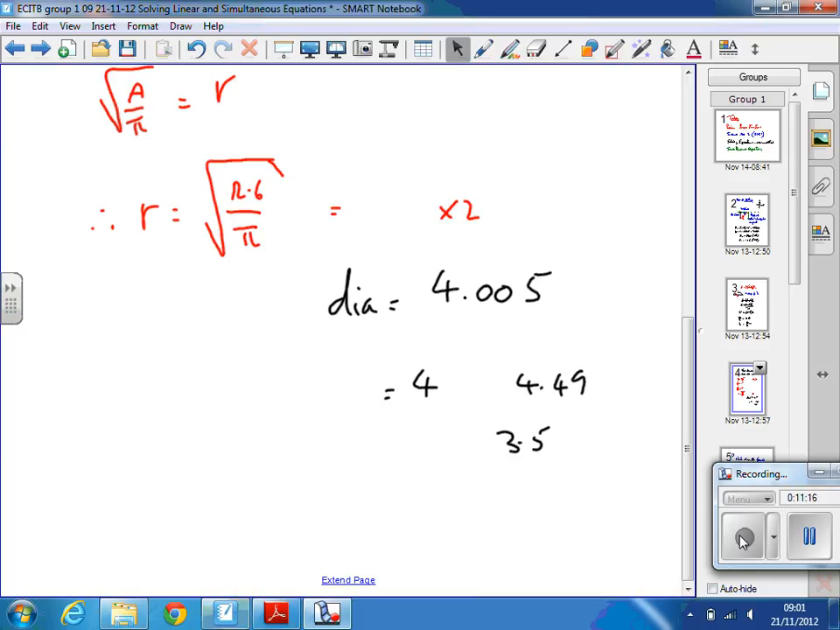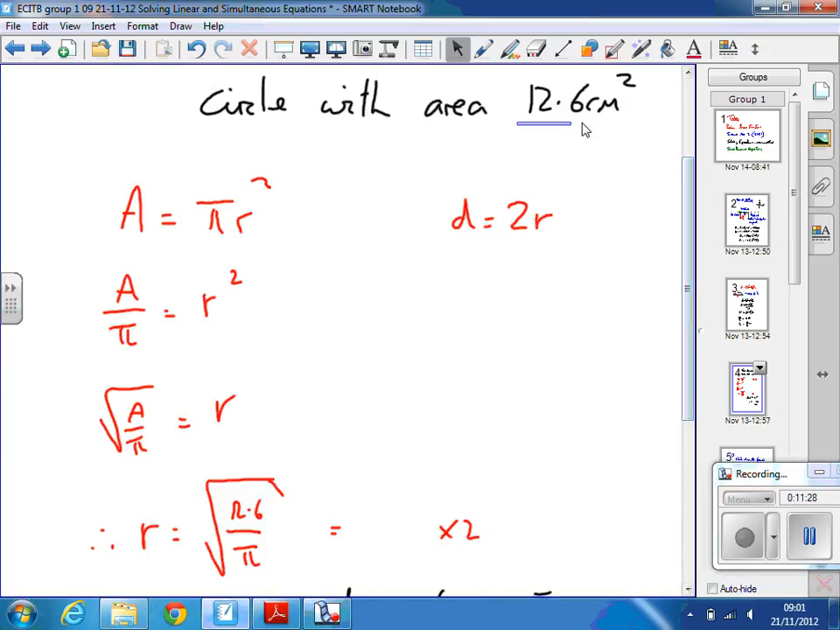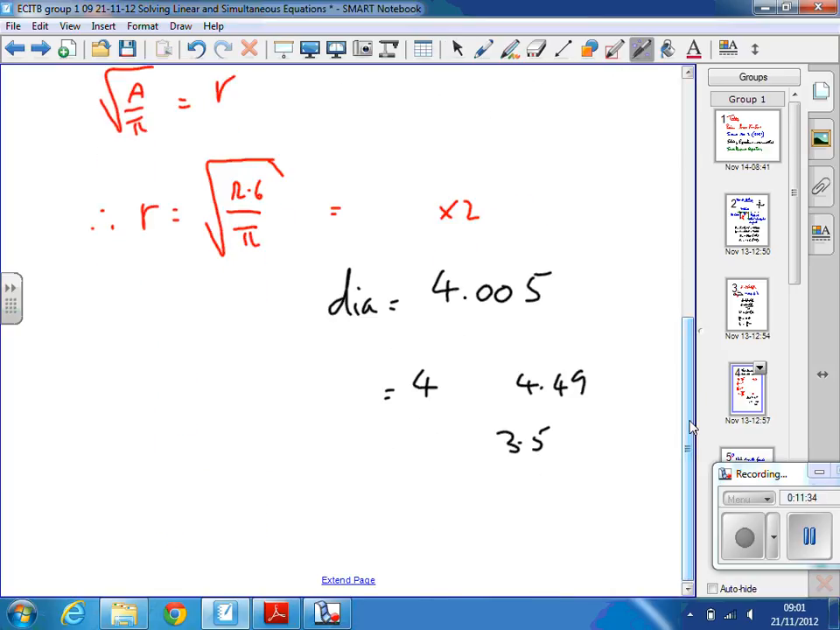So I'm emphasizing here the point I was making earlier, that you must put your accuracy and your significant figures, because it's more accurate than that. I can afford to be more accurate than that because my number I put in was to 3 significant figures, so I can go to 3 significant figures in my answer. What is this to 3 significant figures?